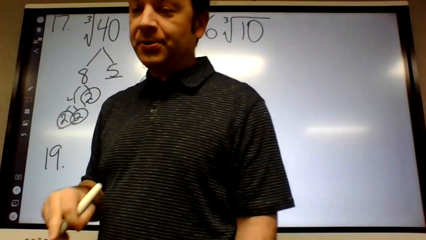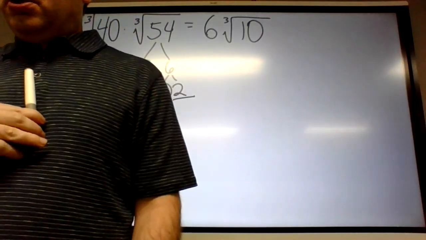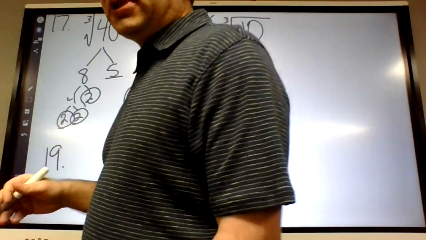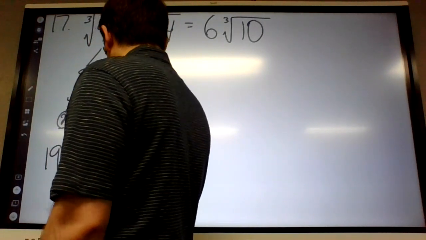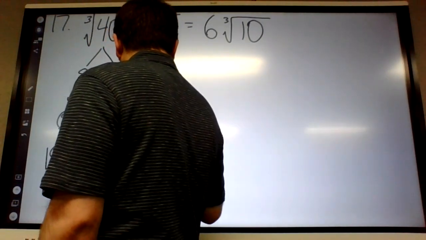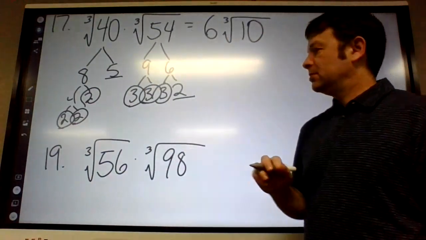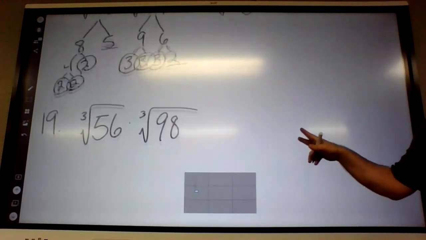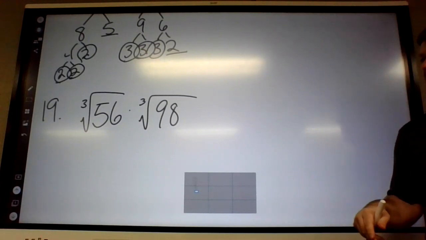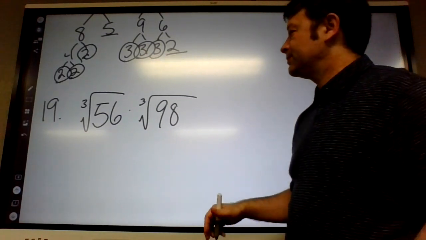Now that's day 2, you guys get it, right? Okay, cube root of 56 times cube root of 98. Another big one. So if you can't tell what goes into something, you just have to use your calculator and start dividing and figure it out. Abby, do you remember what goes into 56?